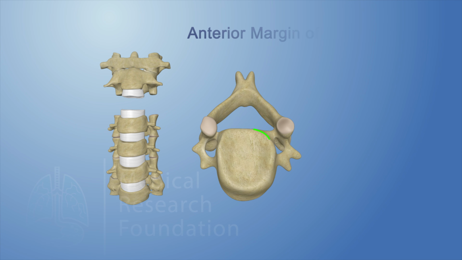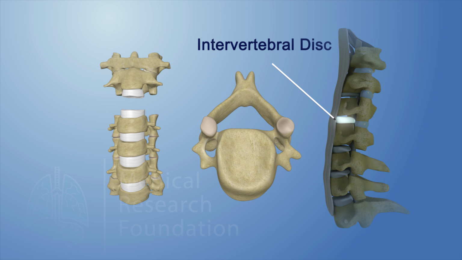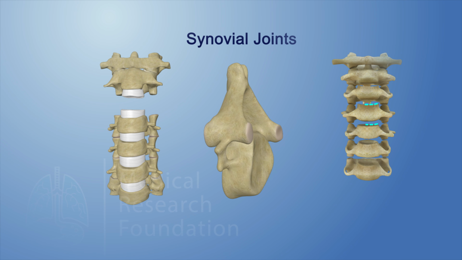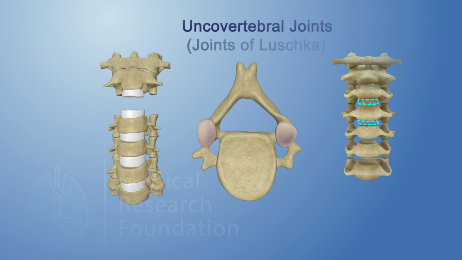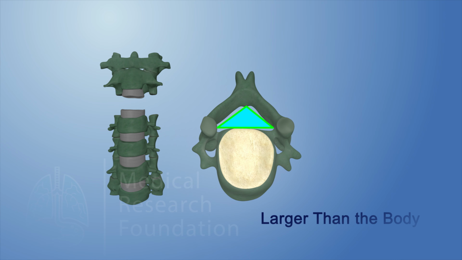The inferior surface on the anterior margin of the body projects downwards in front of the intervertebral disc, while the lateral margins are beveled laterally to form the synovial joints with projecting lips of the vertebra below. These are called uncovertebral joints, joints of Luschka. The vertebral foramen is triangular and larger than the body.